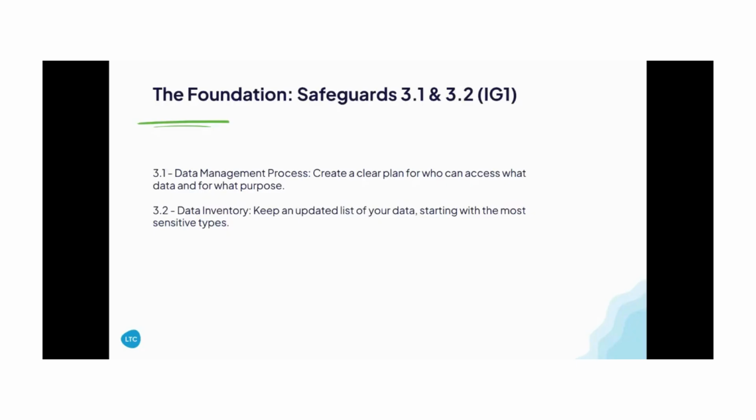Now, let's walk through a few of the safeguards in this control that bring it all together. Safeguard 3.1, Data Management Process. Create a written plan covering sensitivity, owners, handling, retention, and disposal. Review it each year or after major changes. Safeguard 3.2, Data Inventory. Keep an updated list of your data, starting with the most sensitive types. Think student personally identifiable information, IEPs, and disciplinary records.